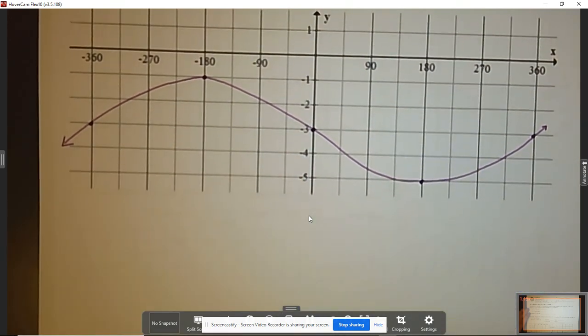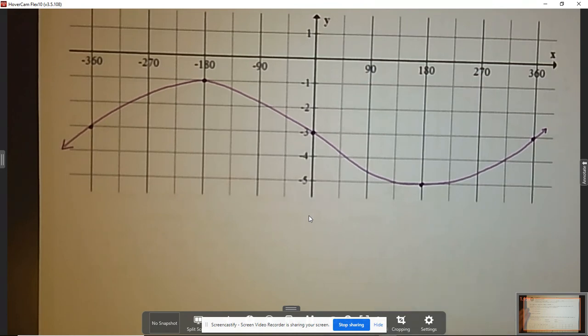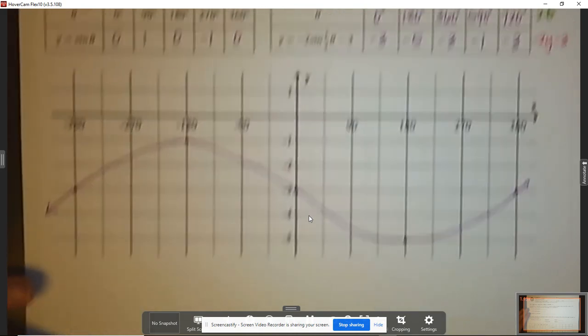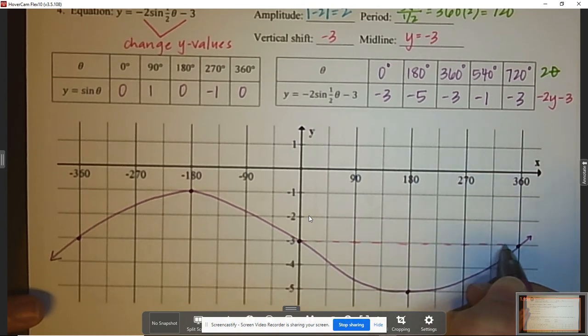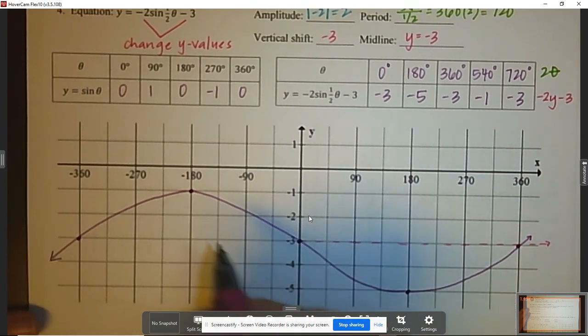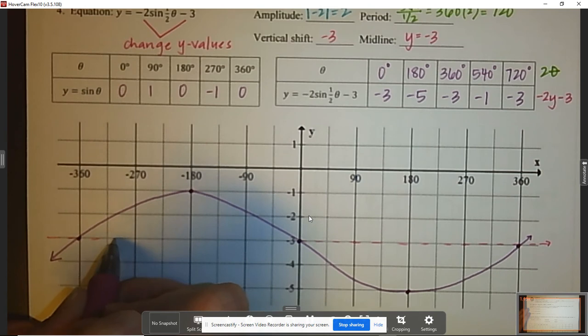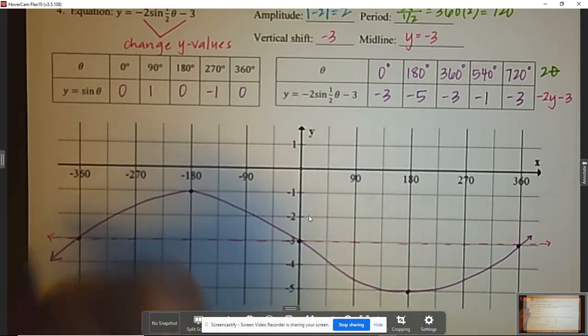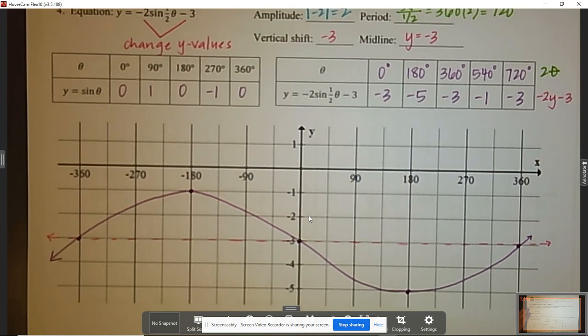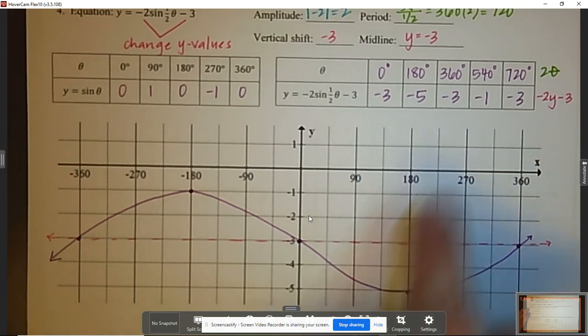All right, so if you have any questions, you can... Oh, we didn't draw in the midline. Let's draw in the midline real fast. All right. So you can see that's at y equals -3.